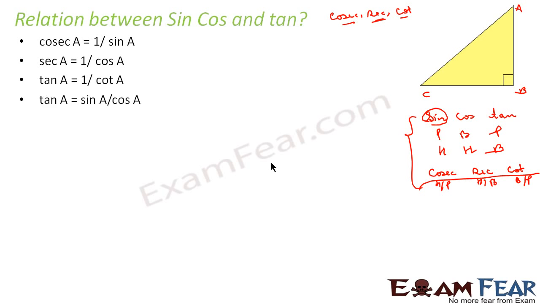Also, there is a relation for tan, that is, tan is nothing but sine by cos. This we can derive using observation. If you see, tan is p by b, right? Sine is p by h, cos is b by h. If you divide these two, you get p by b, and that is tan. So tan is sine by cos. You can remember this because it is used frequently. Tan theta is sine theta by cos theta.